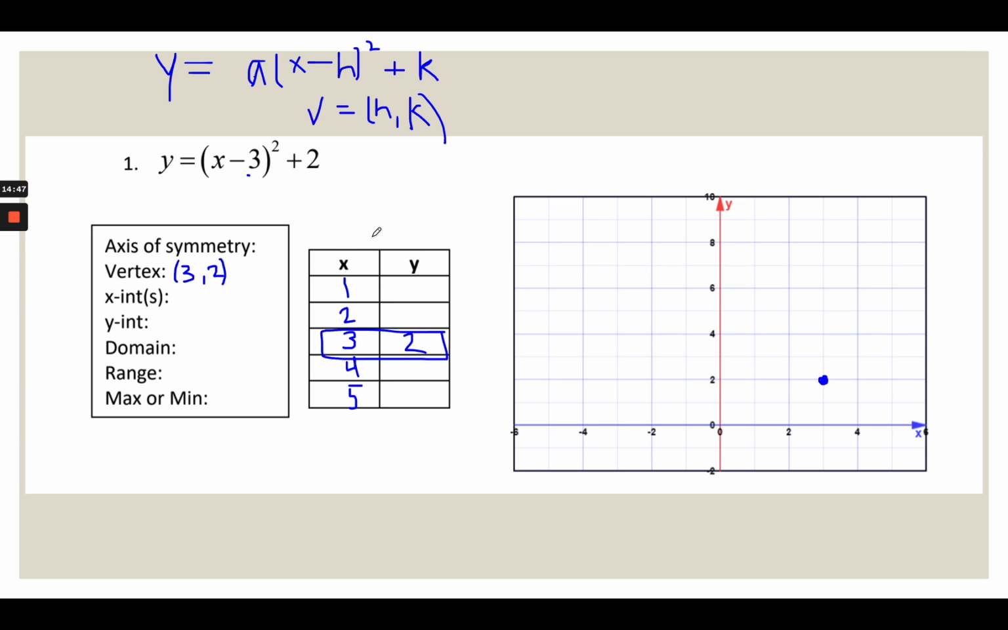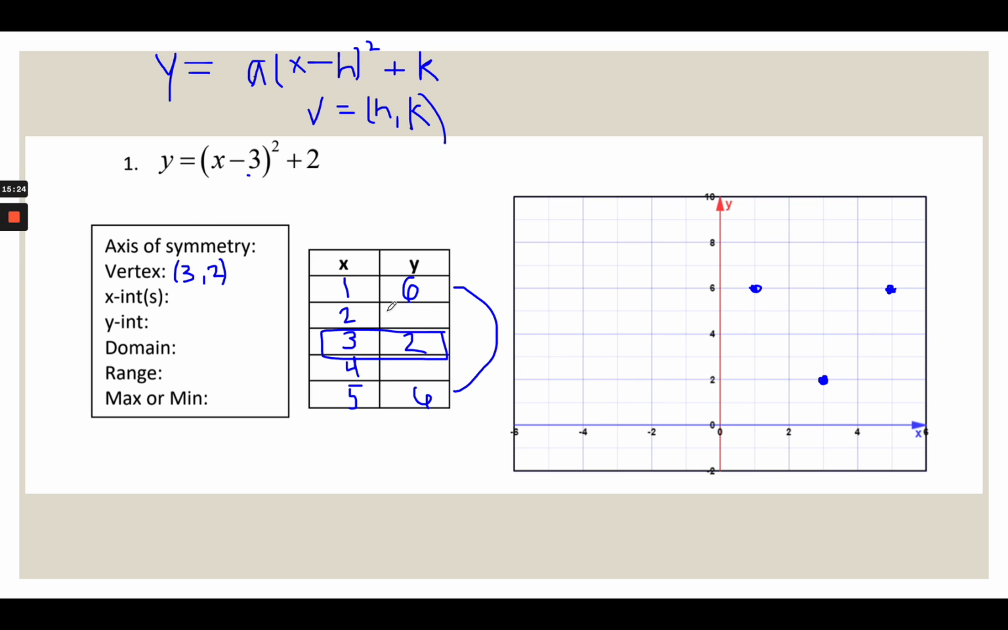Now, you could easily just plug in 1 to the equation and see what comes out. If you did that, you'd get 1 minus 3, which is negative 2. Negative 2 squared is 4. 4 plus 2 is 6. So here we have 6. So let's go to that point. We're at 1, 6. Okay. And then since we're symmetrical, this guy down here, boom, is also going to be 6. So I'm at 5, 6.